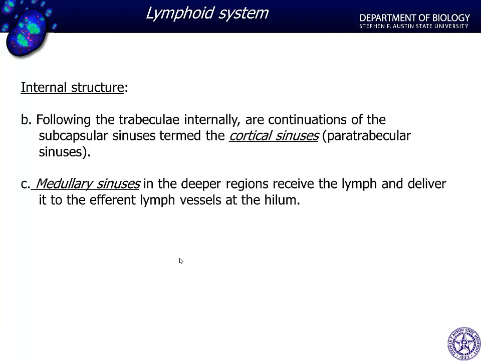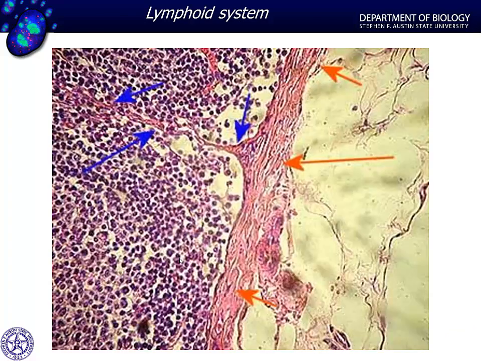Now, as this fluid percolates into the subcapsular sinus, this then is going to flow down beside the trabeculae. You can think of these as cortical sinuses because they are flowing through the cortex, but more appropriately, they're going to be paratrabecular sinuses. And then from the paratrabecular sinuses, as this fluid's percolating in and throughout these areas around our leukocytes and lymphocytes, this fluid's going to make it into the medullary sinus, where it will then leave the lymph node at the hilum and enter into the efferent lymphatic vessel.